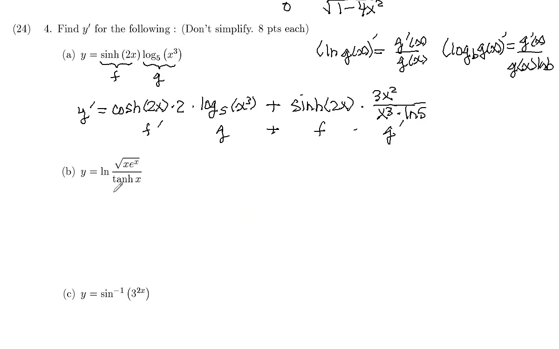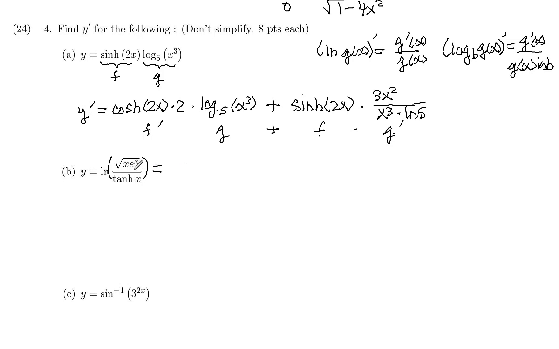In the second one, we're finding the derivative of a log of a function. This is the log of this whole function, root of x e to the x over hyperbolic tangent of x. We could use this formula again, but it gets messy when we do the derivative of the inside, because there's a power rule for functions and also a quotient rule involved. It's going to get a little crazy. So what we want to do is try to simplify this using properties of logs as much as we can first.